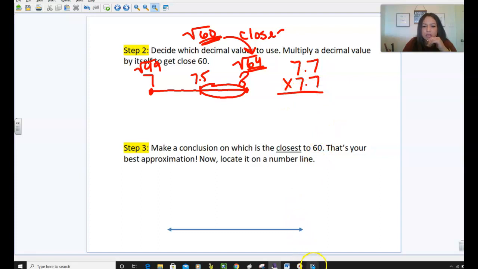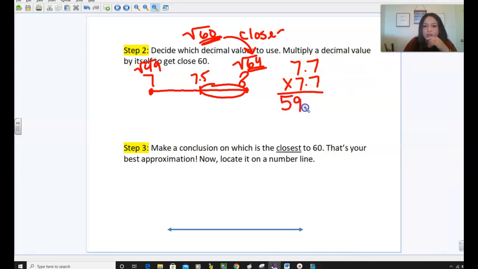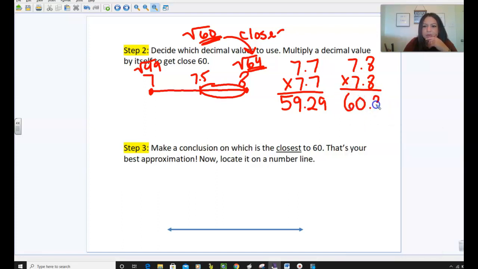Now this is the part where we get our calculator and we type in 7.7 times 7.7 and I get 59.29. Oof, that's very close. Remember, we're trying to get close to exactly 60, but we're not going to get it. We're going to just get close. Now this is a little too low, so I'm going to try one up. And we're going to get our calculator. Let's clear that one. We're going to say 7.8 times 7.8 equals. And on that one I get 60.84.